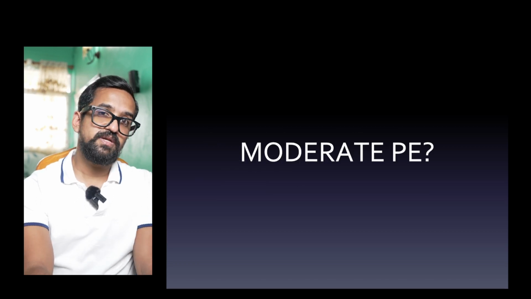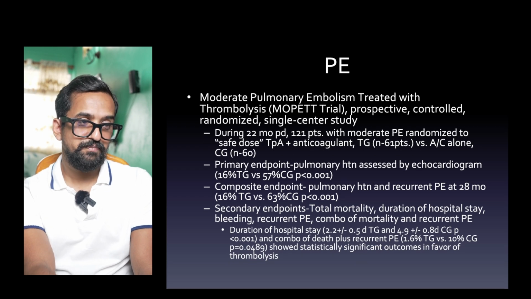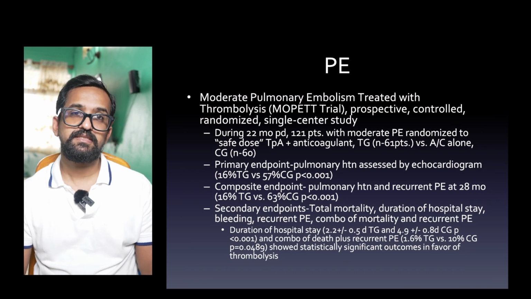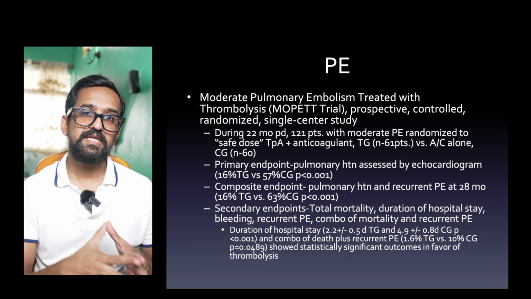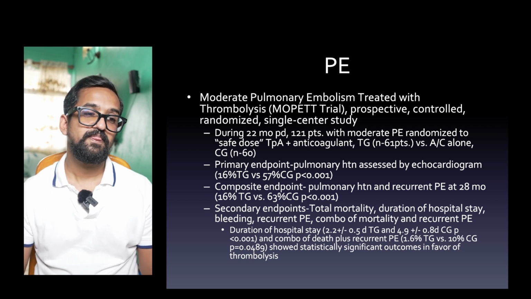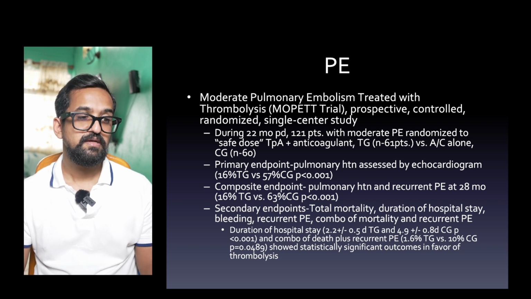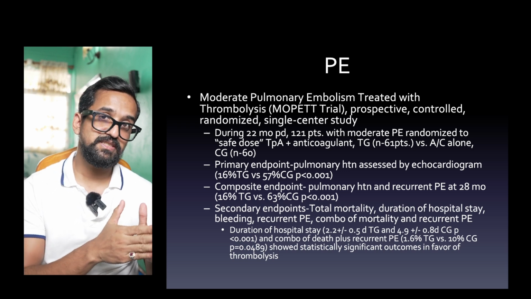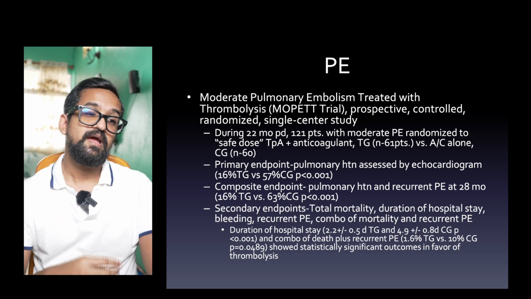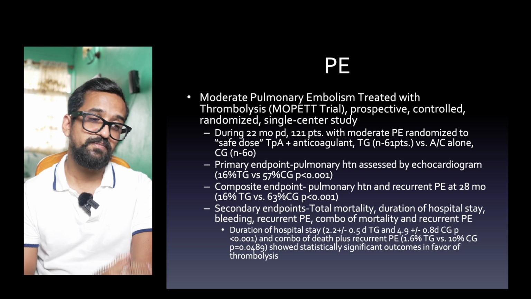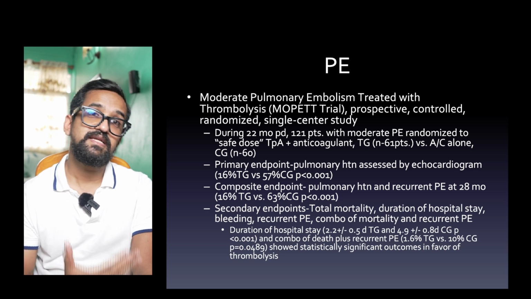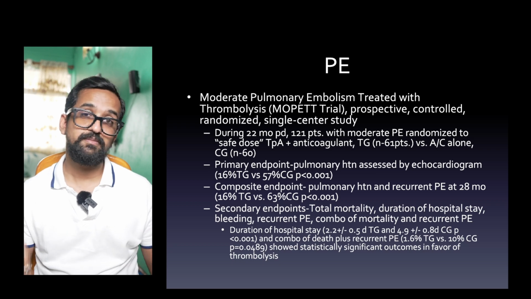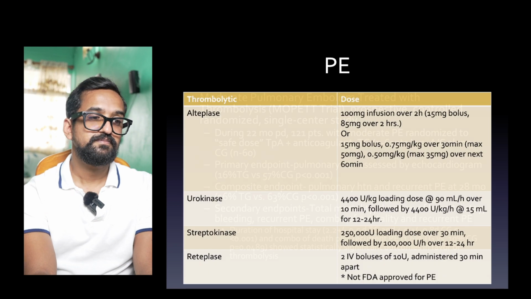Now, what about moderate PE? Like I already talked about moderate PE. I told you that there are patients who have intermediate high risk, and the MOPED trial was one which was used, and the patients were given thrombolytics when they were intermediate risk with high risk, and the outcome was favorable. However, you should understand that there is high risk of bleeding as well. So you need to weigh the risk versus the benefit as a clinician.